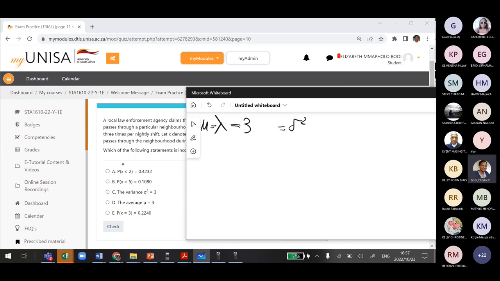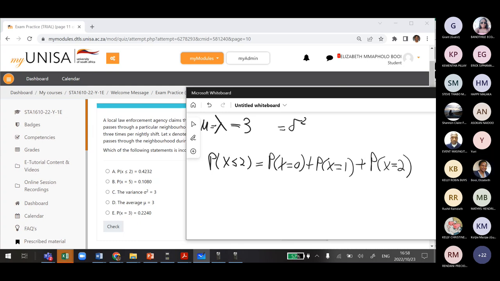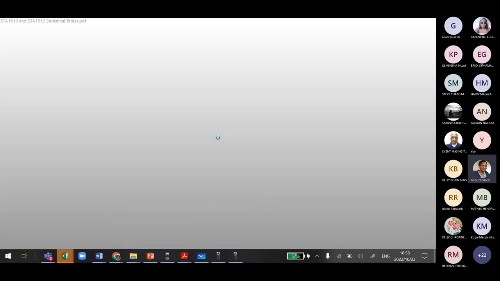So let's find the probability that x is less than 2. So the probability of x less than 2 will be the probability that x equals 0 plus the probability that x equals 1 plus the probability that x equals 2. So we'll have to add three things. So let's go to the table.